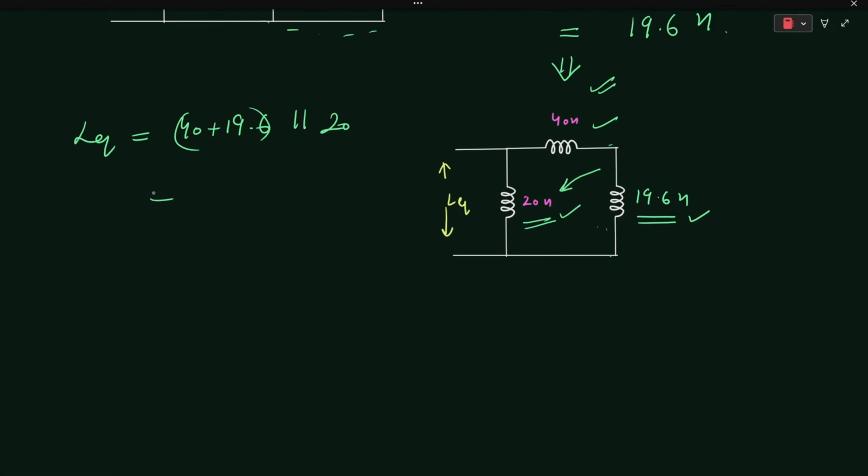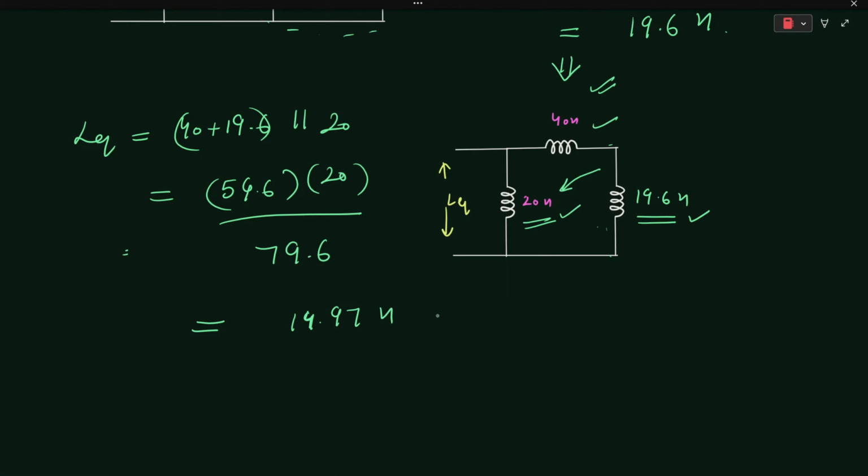So that is coming out to be 59.6 into 20 over 79.6. After further solving it, we are getting 14.97 henries, which is approximately equal to 15 henries. I hope it is clear.